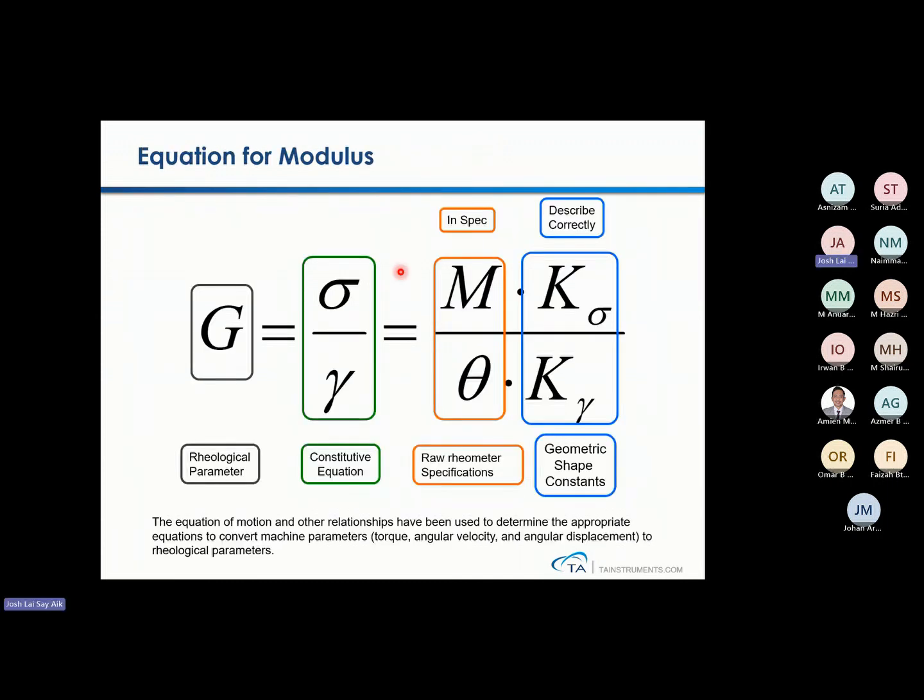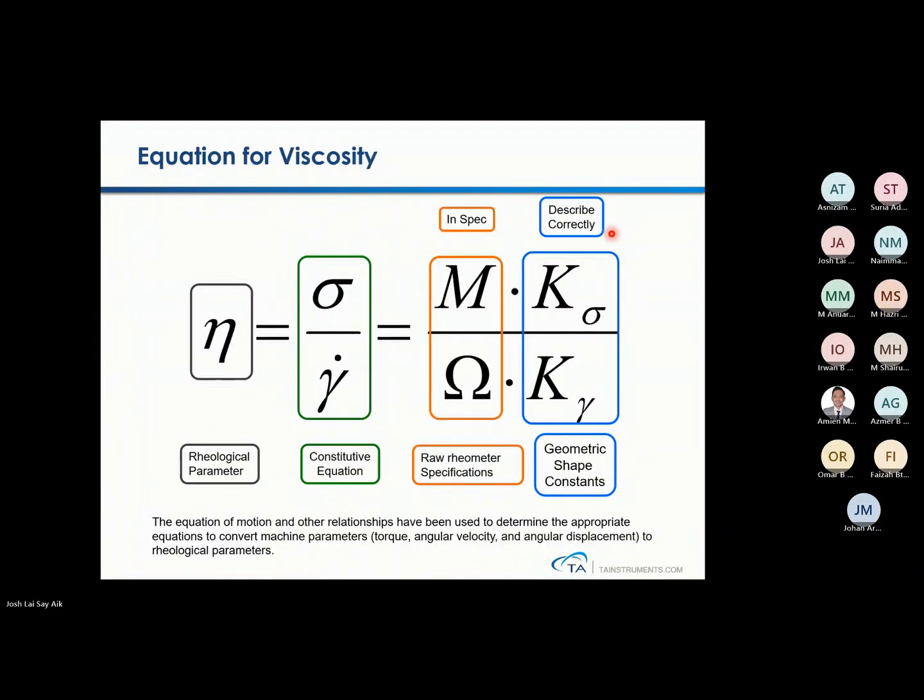So this is the equation for modulus. This is what you can see in the spec, and this is what you need to describe the geometries correctly. For viscosity, similarly, you need to make use of the torque and angular velocity multiplied with the geometric constant, which is your stress and strain constant, in order to get the shear stress as well as the strain rate for you to calculate the viscosity.